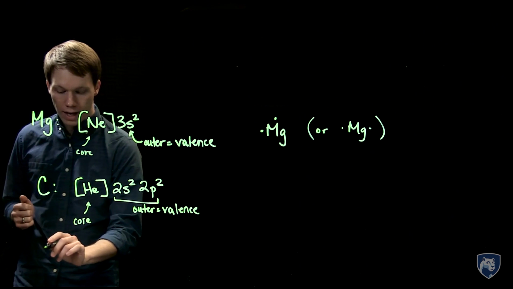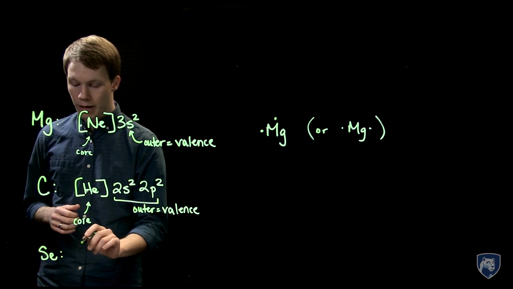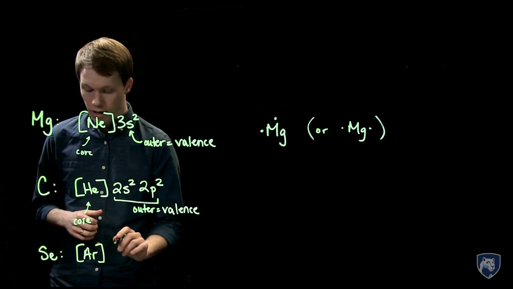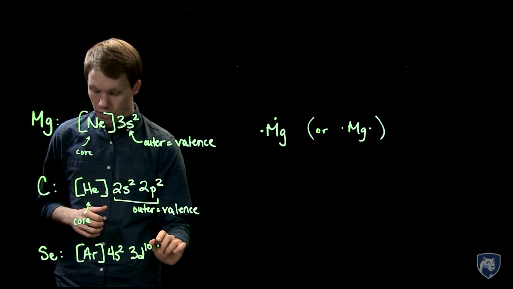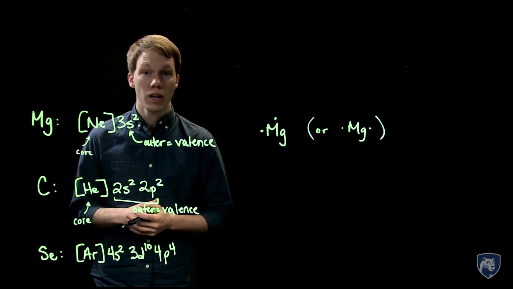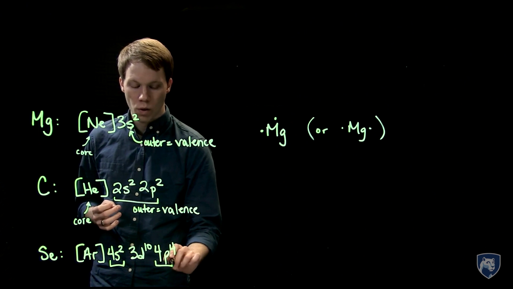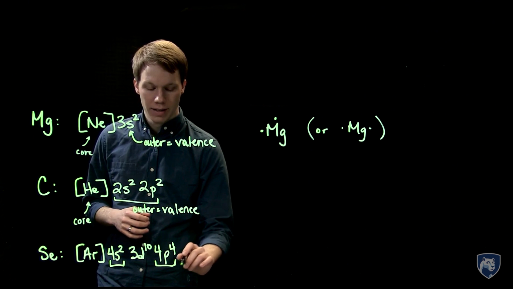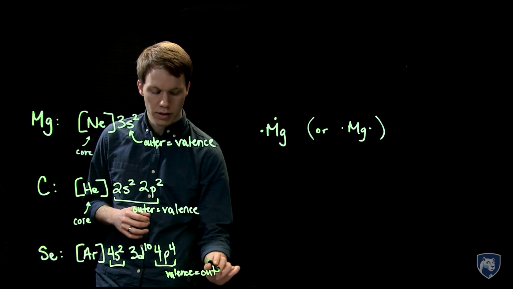And the last one we'll look at here is selenium. So selenium is a bit farther south on the periodic table, still in my main group. So it will have electron configuration of argon, 4s2, 3d10, 4p4. So my valence electrons are my outer electrons with the highest n. So my 4s and my 4p subshells are going to be my valence electrons because they are my outer electrons.